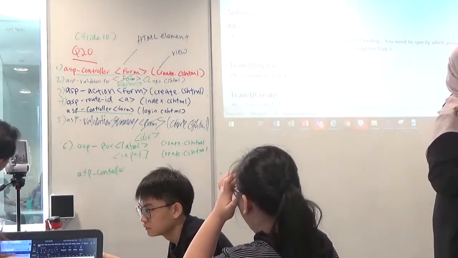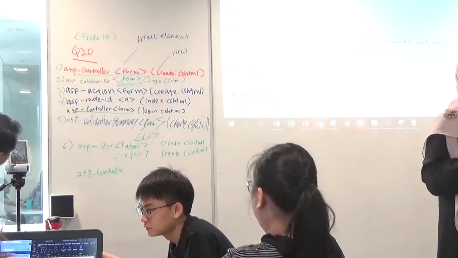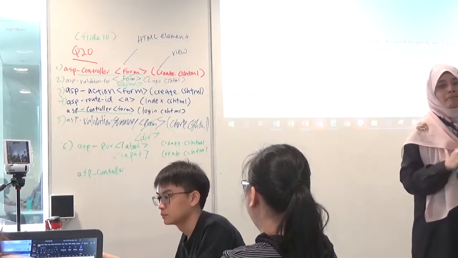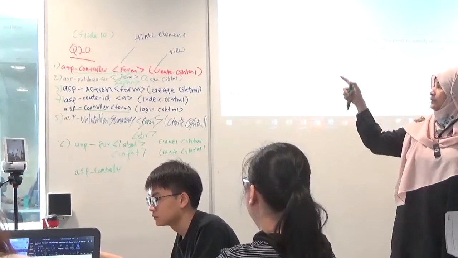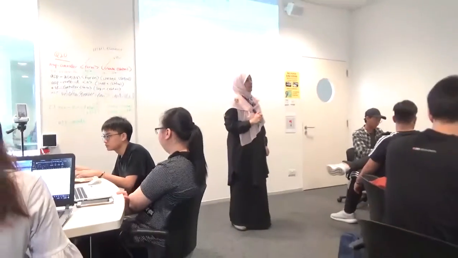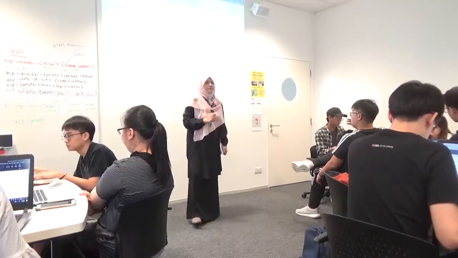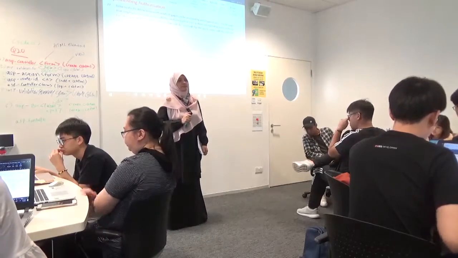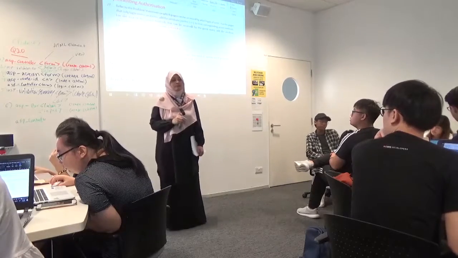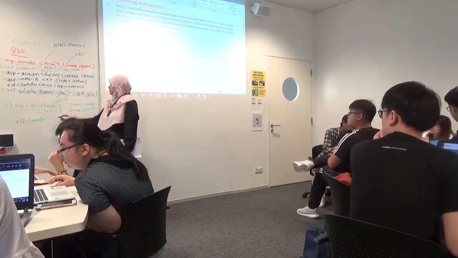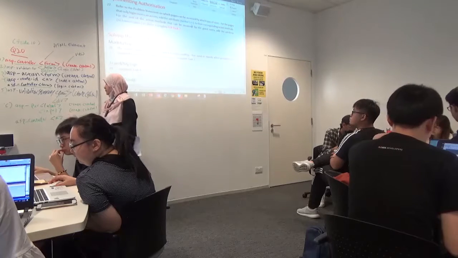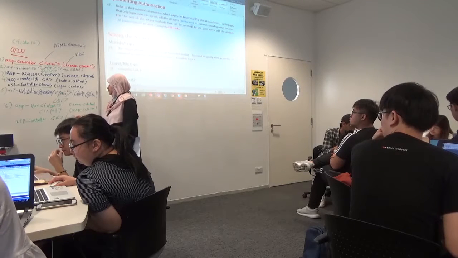So look at the slides that are given to you. Which one did you miss? This is from slide 10, right? So from slide 10, look at which one did you miss? ASP-for, yeah, it is there. ASP controller. Both are form. There's another one. Link. What is it? A. Which file is that? Index.